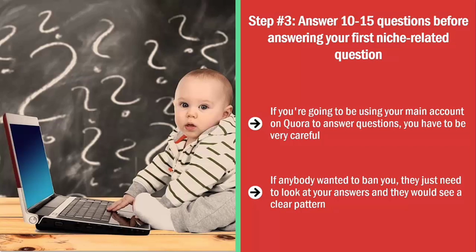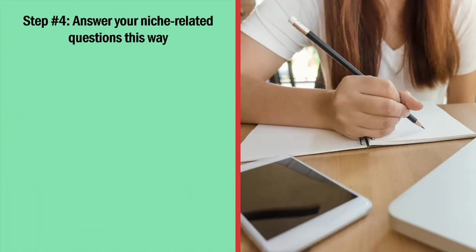It's obvious that you were just answering only a certain type of question and dropping your link all over the place. That's a dead giveaway. Don't do that. Instead, answer 10 to 15 questions across a wide range of topics before answering a question that is directly related to your niche.